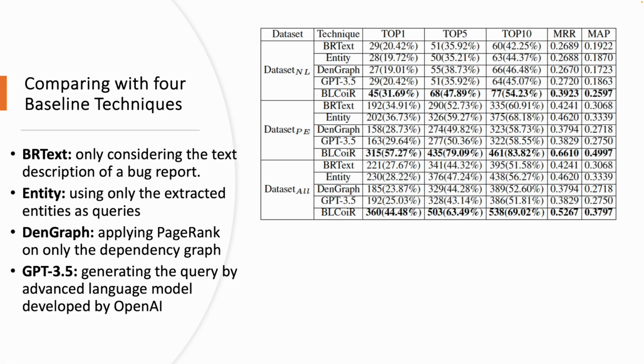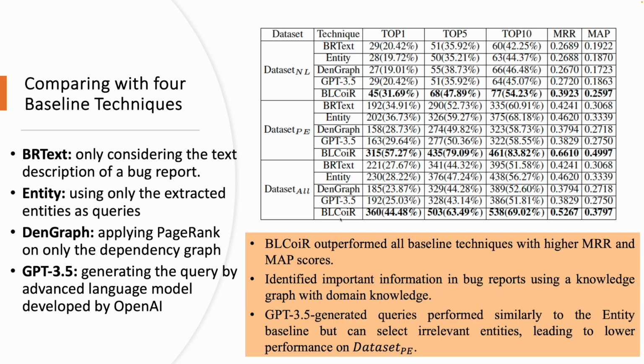The results show that BLCollier outperformed all baseline techniques with higher scores, which indicates our approach could identify important information by using a knowledge graph with domain knowledge. The queries generated by ChatGPT are similar to our baseline entity, but GPT will also select irrelevant entities which are not in our defined concept types, which sometimes leads to low performance.